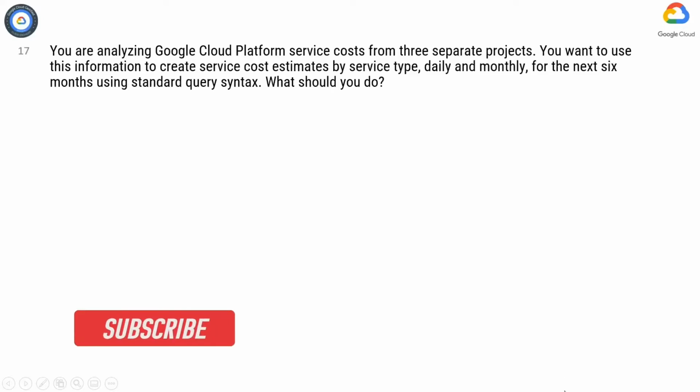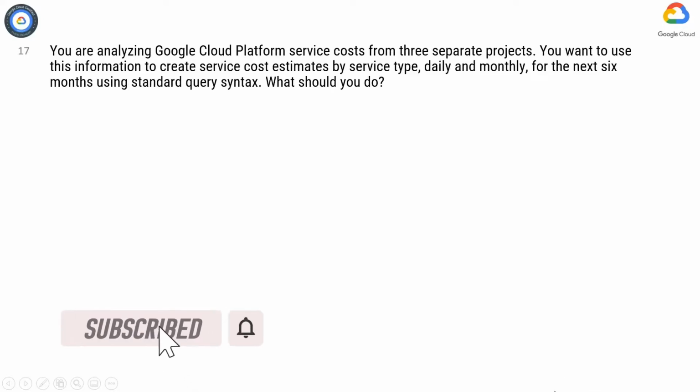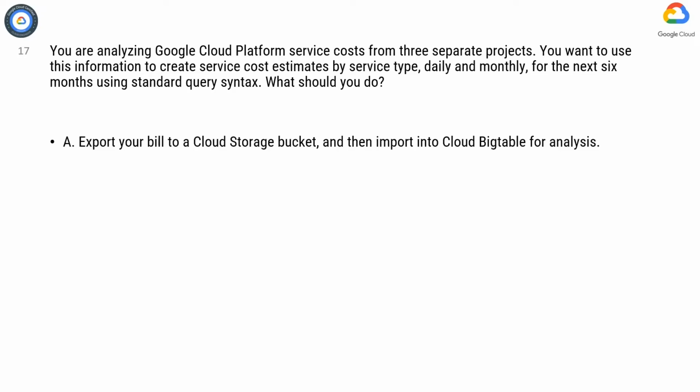Question 17. You are analyzing Google Cloud Platform service costs from 3 separate projects. You want to use this information to create service cost estimates by service type, daily and monthly, for the next 6 months using standard query syntax. What should you do? Option A.